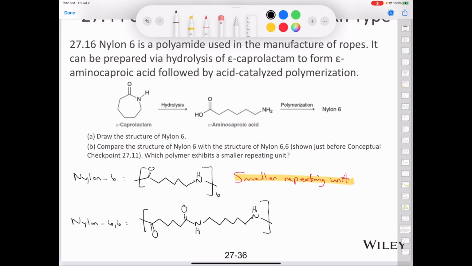And I just noticed a small mistake here. I should have put the letter N here, not the number 6. And I need to put the letter N there to represent the number of repeating units.